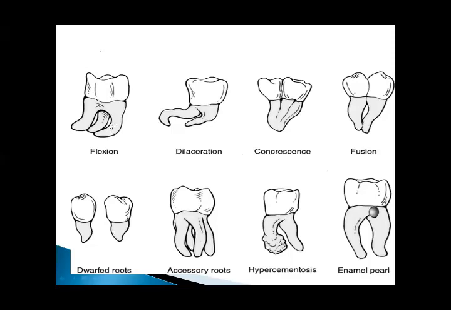So this is dilaceration, concrescence, fusion, dilated roots, accessory roots, hypercementosis, and enamel pearl.